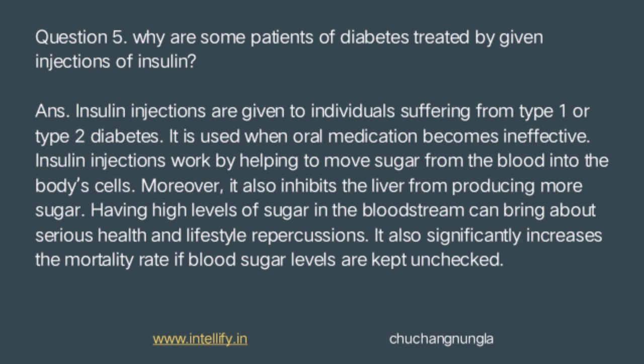It works by helping move sugar from the blood into other body tissues where it is used for energy. It also stops the liver from producing more sugar. All of the types of insulin that are available work in this way. The types of insulin differ only in how quickly they begin to work and how long they continue to control blood sugar.